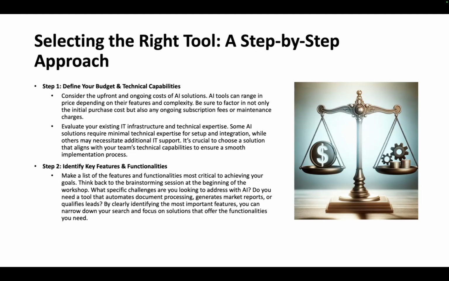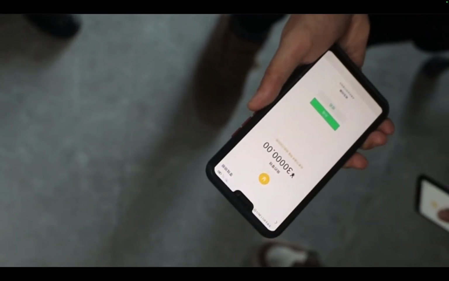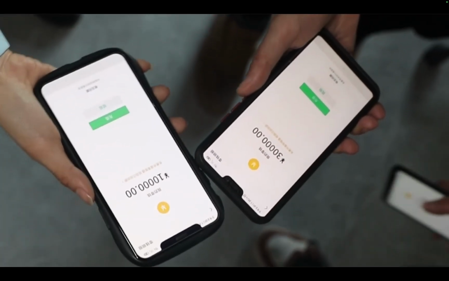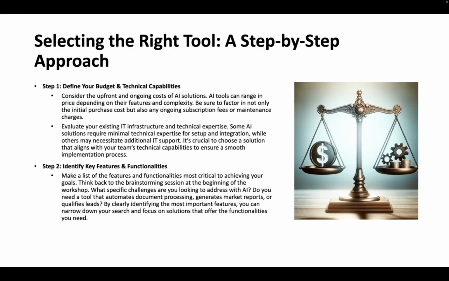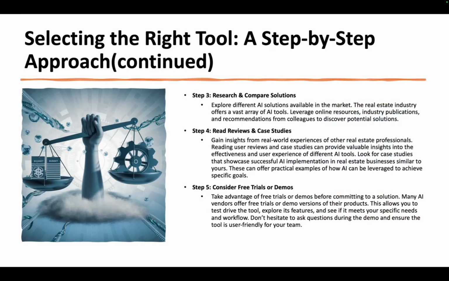The second thing is, you want to identify the key features or functionalities that must be in existence within the tool that you are selecting. And the whole idea is you want to marry the features of the new tool with the goals you want to achieve. So you think back to the brainstorming session we had, and you take the points from that brainstorming session and tie it to the features of the AI tool or AI tools you're considering.